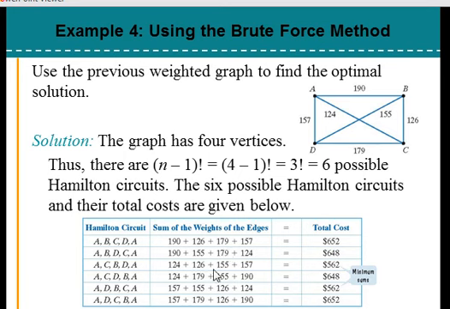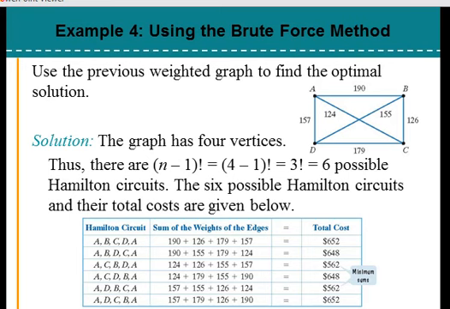Likewise, we do the other circuits. So the first circuit is 652. The next one is 648 total. The next one is 562. The next one is 648. The next one is 562. And the last one is 652. So I think you can see that 562 is the minimum. And we have two of those. So these two circuits would be our solutions. If we use those two circuits, we would get the minimum amount, which is 562.